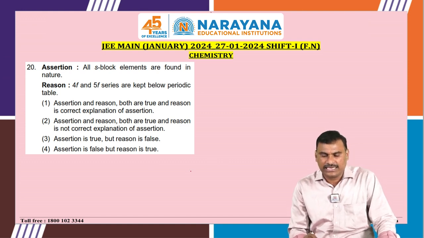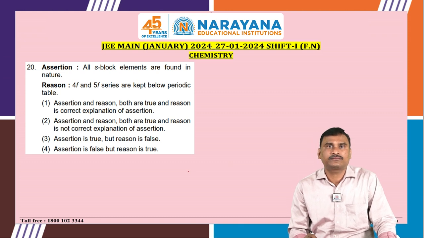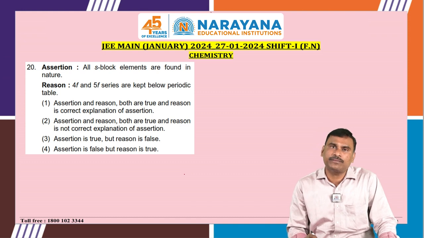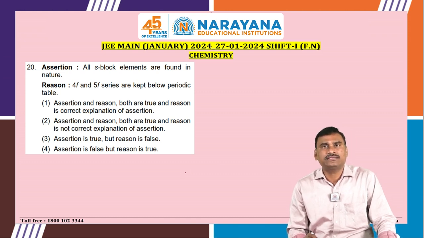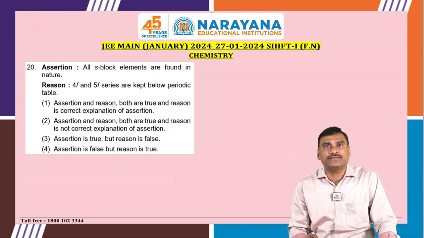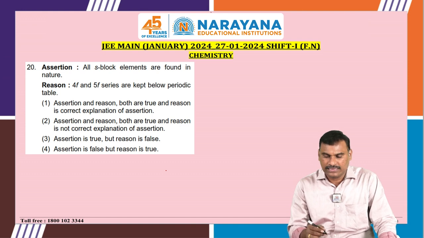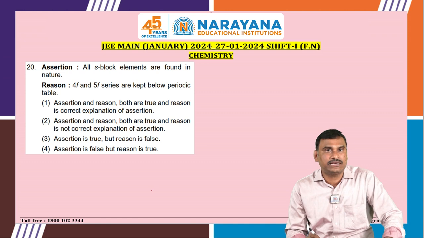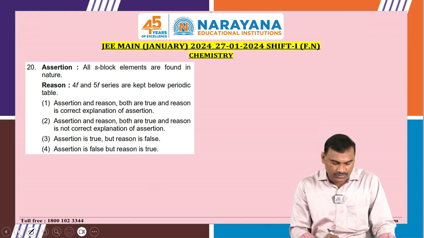4f and 5f series are kept below the periodic table. 4f belongs to the 6th period and third group, and the 5f series belongs to the 7th period and the third group. So to not disturb the symmetry of the periodic table, we removed them and placed them under the periodic table. That is the correct one. So the assertion and the reason are correct, but the reason is not the correct explanation for the assertion, since there is no interrelation between the two given statements. Now go for the next question, student.